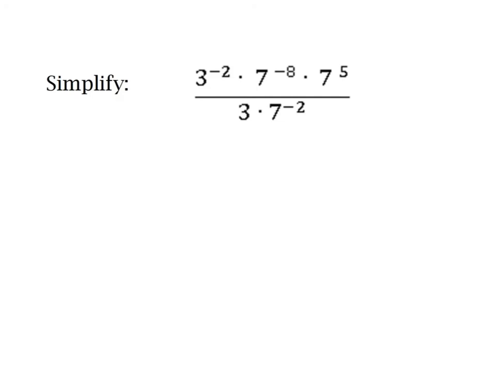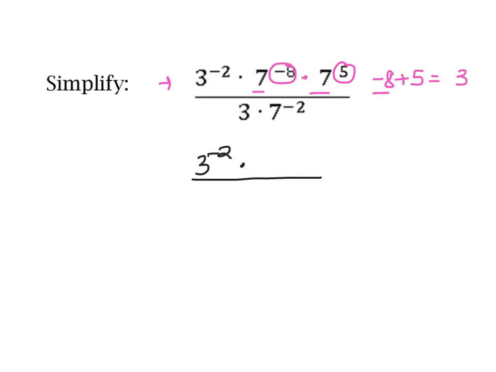Okay, just like before, I have 2 different bases. However, this time I see that in my numerator, I have like bases, so I can go ahead and simplify. 3 to the negative 2 is going to stay there, times. If I am multiplying, again, I'm going to add my exponents. So negative 8 plus 5, different signs, so I subtract. I get 3, but this time I have more negatives, so it's going to be a negative 3. So times 7 to the negative 3rd.